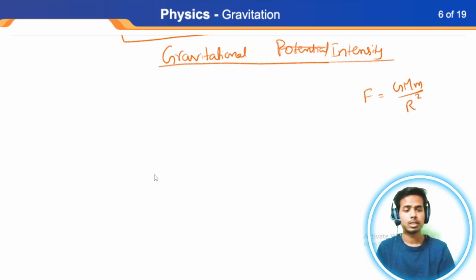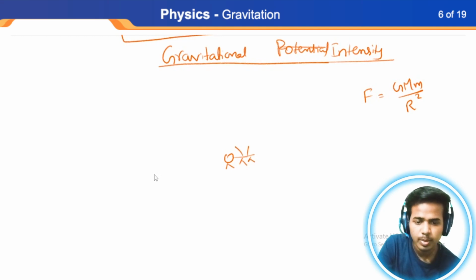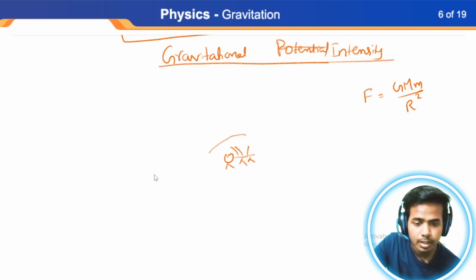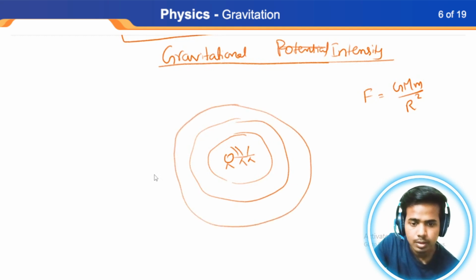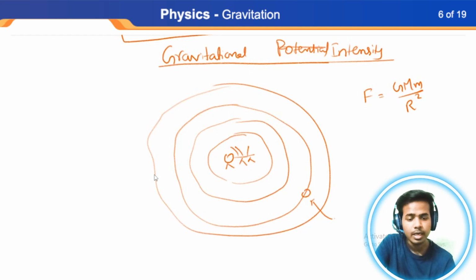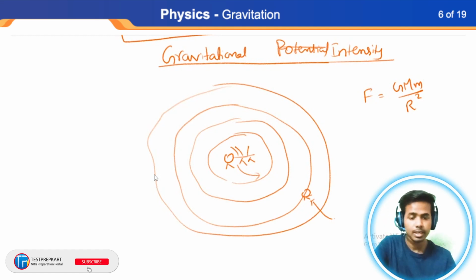Now, can we imagine this force to be something like, let's say, a creature called a spider? How does it catch its prey? It catches the prey using a web. It creates a web around it, and whenever a fly goes inside the web, it gets stuck to the web, due to which the spider knows that there is a prey, and it comes and eats it.